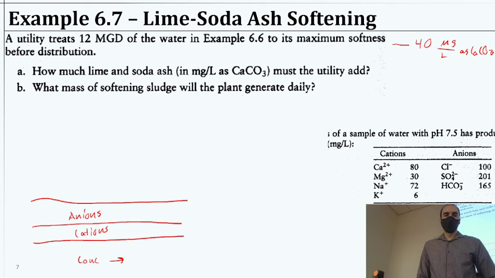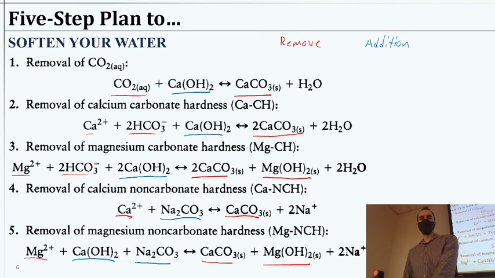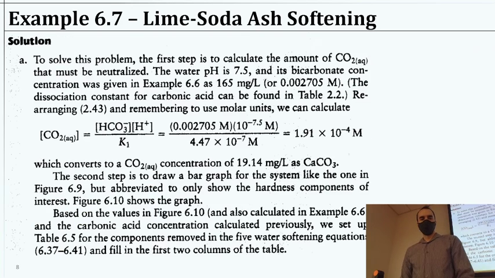Okay, so part A, how much lime and soda ash must the utility add? So this is going to get into these steps, but really figuring out kind of a shorter way of solving for this requirement. And essentially what it's going to do is look at, okay, how much dissolved CO2 do we have? How much calcium carbonate hardness do we have? Each of these components that we're aiming to remove, how much is there in the system? And using that as a way to calculate the amount of stuff we need to add. Okay, so let's dive into it, see what they say.